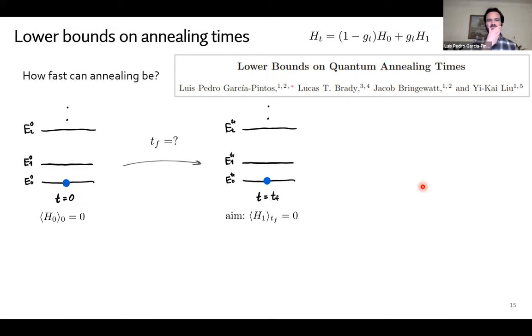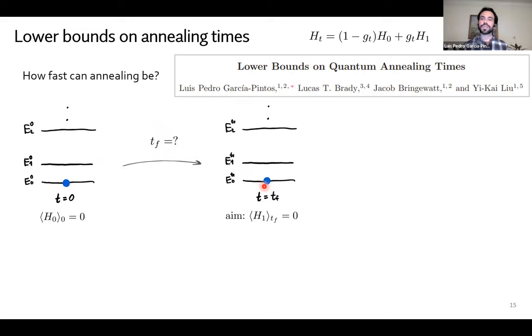Okay, so now the main aim of the talk. We go back to the problem of annealing that I explained in the beginning. We're going to consider this setting with this Hamiltonian and a single schedule. Recall that the aim is to go from an initial state that's an eigenstate of H0 and end up in some eigenstate, the ground state of H1. This was the aim of annealing. And the question I want to focus on is, what's the minimum TF over which you can do this process?